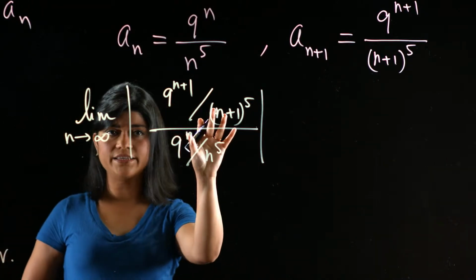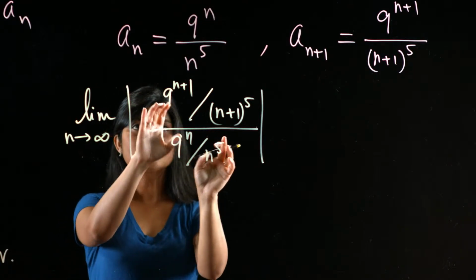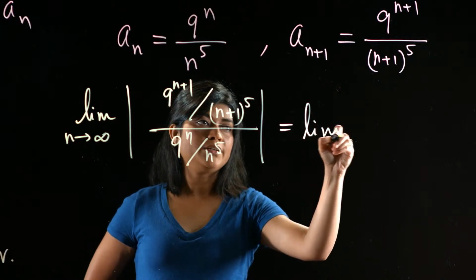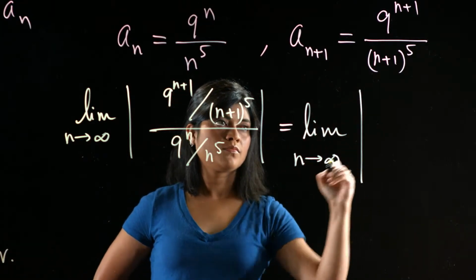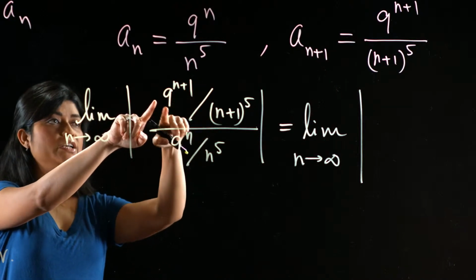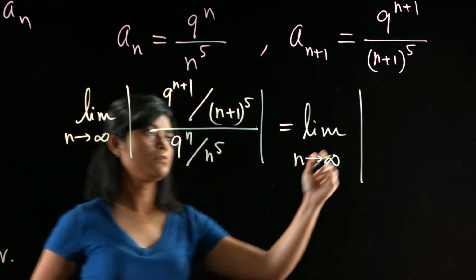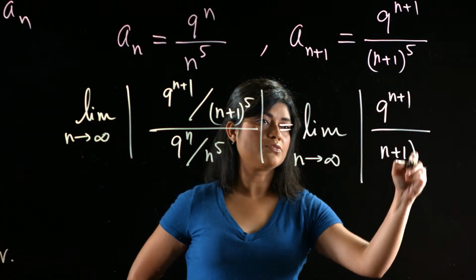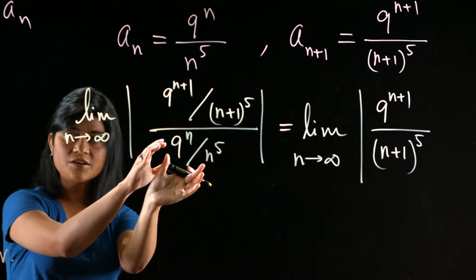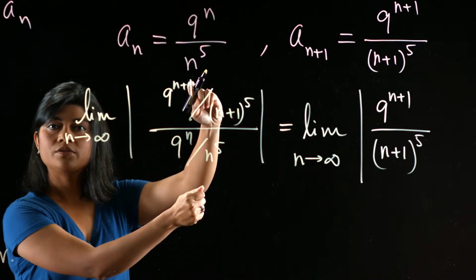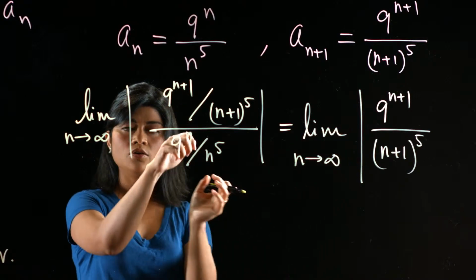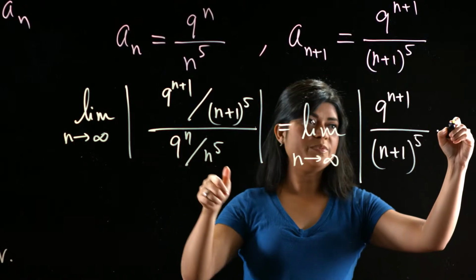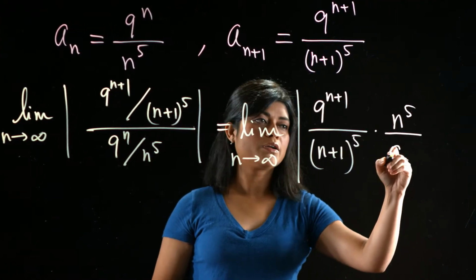Now, before you do anything, the very first thing you should do is make this into one fraction. So how do we do that? You keep the numerator fraction as it is, 9 to the n plus 1 over n plus 1 to the 5. And the denominator fraction gets flipped and multiplied to this one. All you have to remember is that the denominator fraction will be flipped. So that means it will be n to the 5 over 9 to the n.